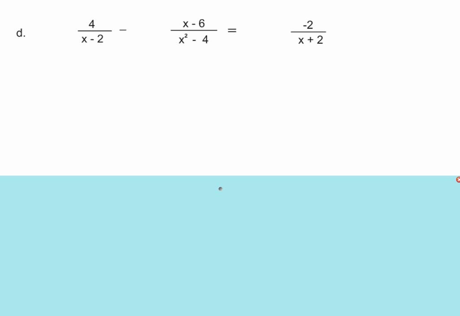Okay, so here's a beefed up model of that previous one, right? This one's a little bit beefier. But it's really not that bad because if you factor this middle denominator, it's a difference of 2 squares. And so thankfully, it's not terrible. So now hopefully you agree the LCD is just an x plus 2 times an x minus 2, right? And that's what you got to multiply everything by.